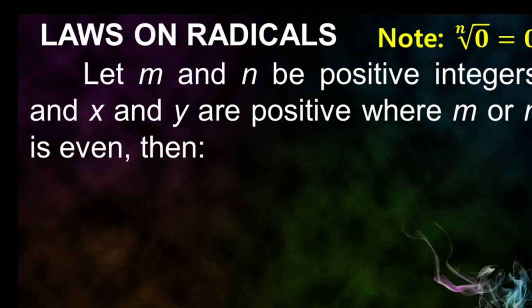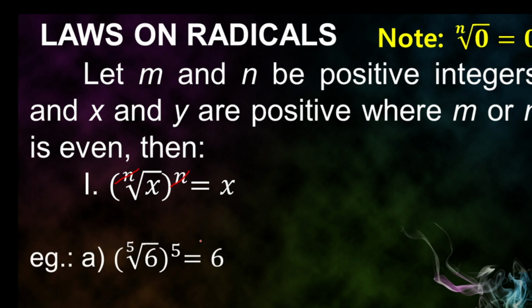We let m and n be positive integers, and x and y are positive where m or n is even. Then we have the first law on radicals. The nth root of x, quantity raised to n, is equal to x. Meaning, if the index and the exponent are equal, we can simply cancel it out. So, we are left with the radicand, which is the simplified form of the radical expression.